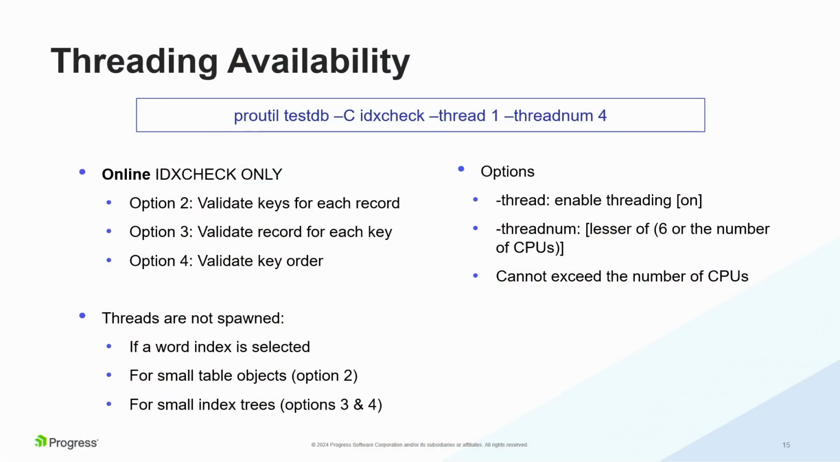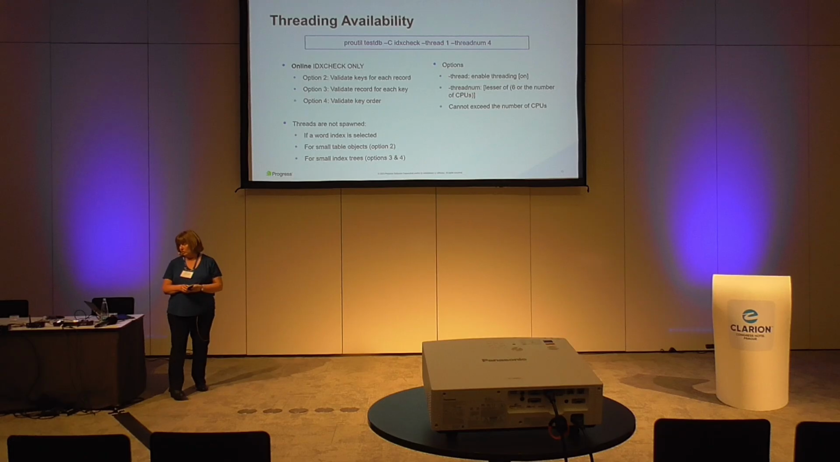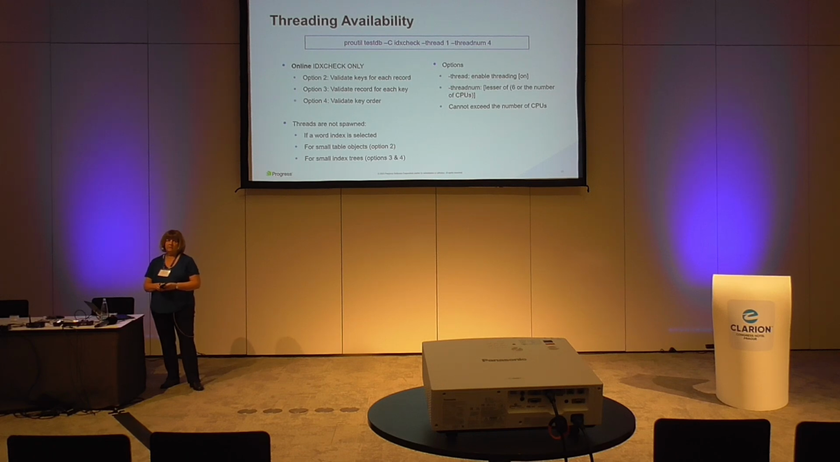The availability on index check, again, remember it's online index check. It's not an offline index check in 12.8. It's for options 2, 3, and 4. Threads are not spawned if you have a word index, if you have very small table objects on option 2, or if you have small index trees on options 3 and 4. When you have that small, you can't really squeeze any benefit out of it.